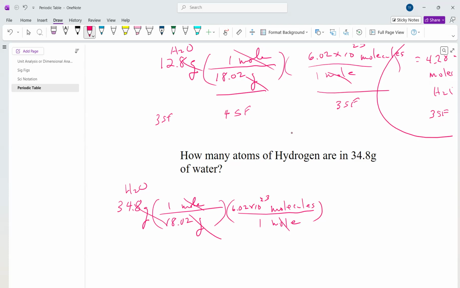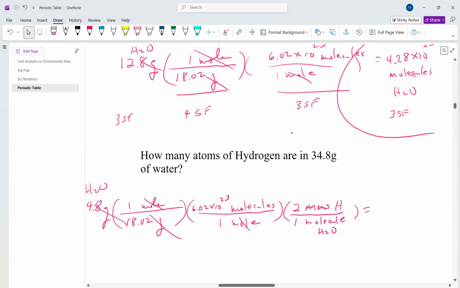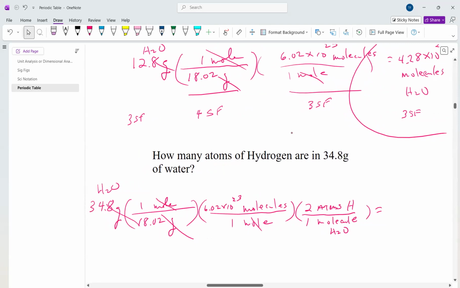Molecules of water. We want to go from molecules of water to atoms, hydrogen atoms. So the conversion factor is 2 atoms hydrogen, 1 molecule of water. Now, I always have one of these on the test. And half the time, people forget to multiply by 2. So I give them partial credit.